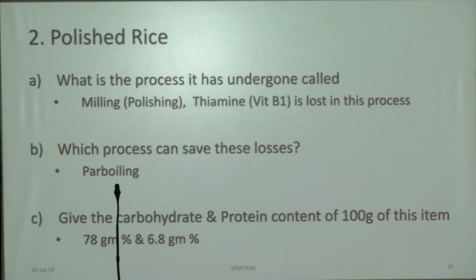Here, what process can we say, parboiling that we discussed. From the outer husk, the vitamin B1 is usually stored in the outer husk, but if we do parboiling, it goes into the inner endosperm. And here also one thing we can ask about the process of parboiling. So remember that.